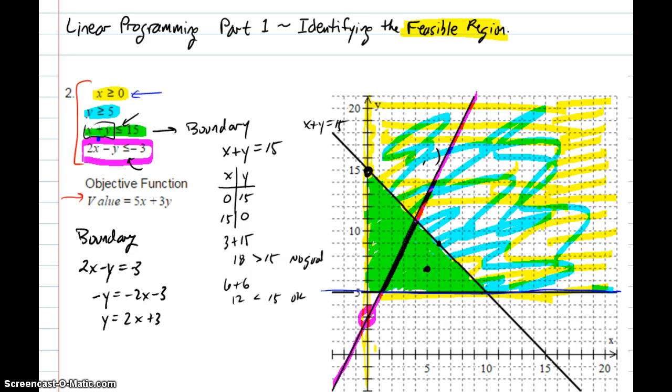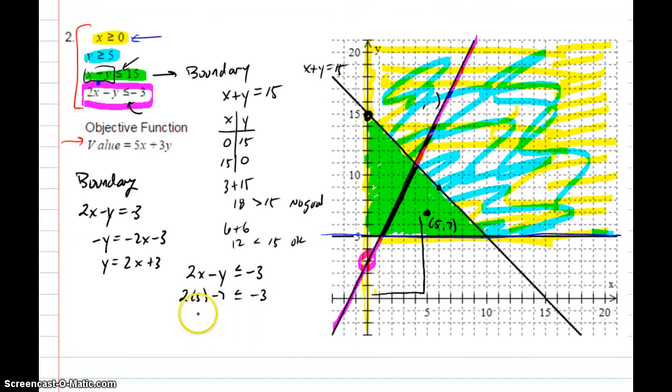So let me pick a point on either side. Let's try this one. That point has coordinates over 5 and up 7. So 5 comma 7. Again, I'm trying to satisfy 2x minus y is less than or equal to negative 3. If I plug in 5 for x, I get 2 times 5 minus 7 is less than or equal to negative 3. So that would be 10 minus 7, so 3 is less than or equal to negative 3. And that's false. Right? 3 is actually bigger than negative 3. So that point is no good. I don't want that point, so I don't want the region over here.